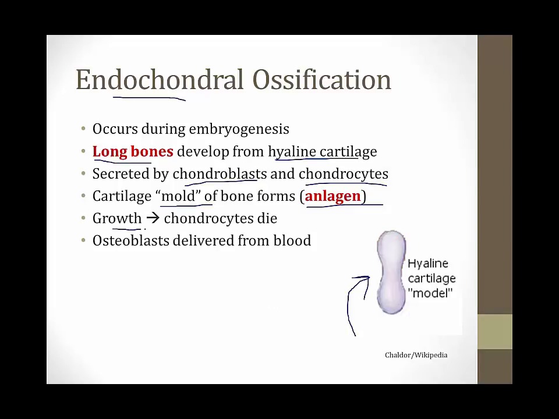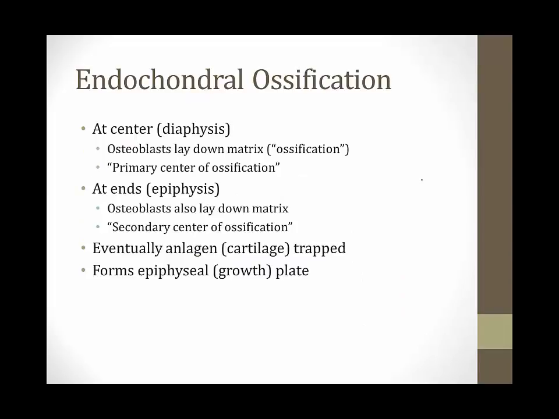As the mold grows, the chondrocytes die, and then osteoblasts come in from the blood, and they will turn this cartilage mold into a bone. The conversion of the cartilage mold into bone starts at two places. For example, if you have a bone that looks something like this, a typical long bone, at the center of the bone, you will have what's known as the primary center of ossification. This is where osteoblasts will begin laying down bone matrix.